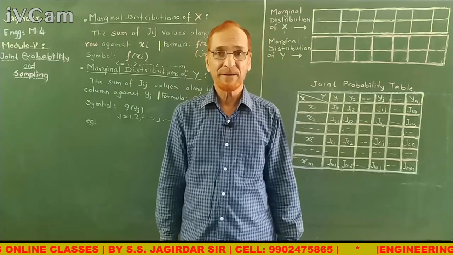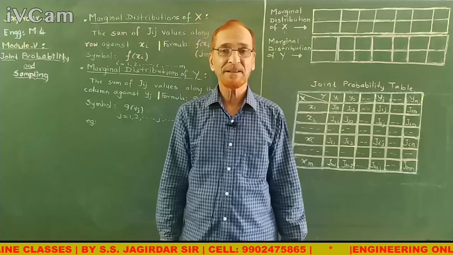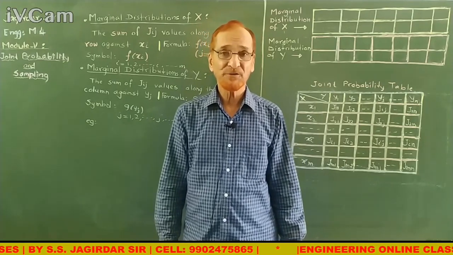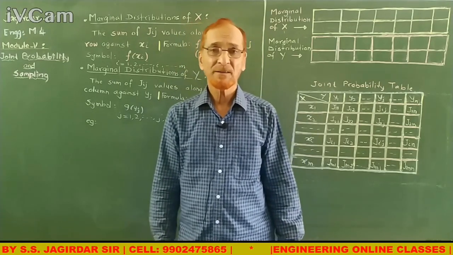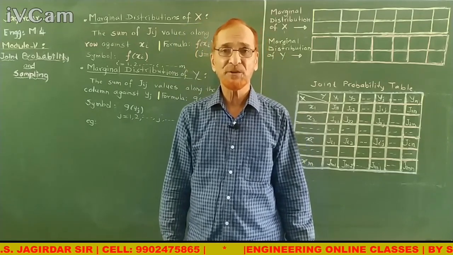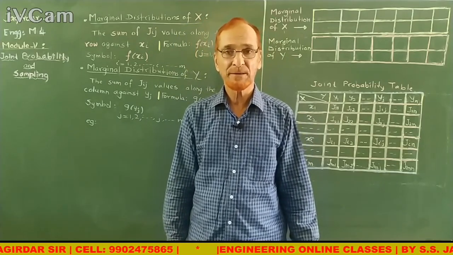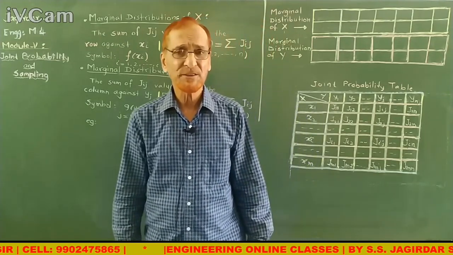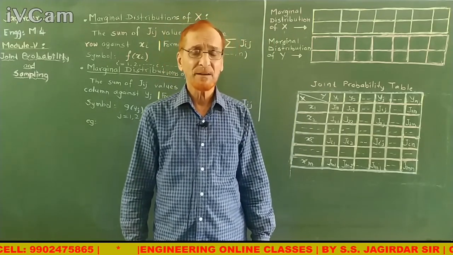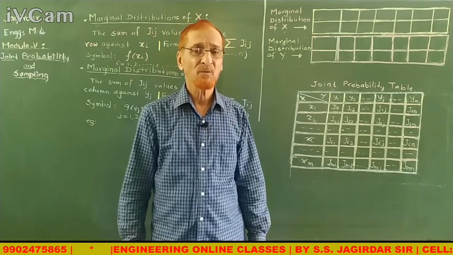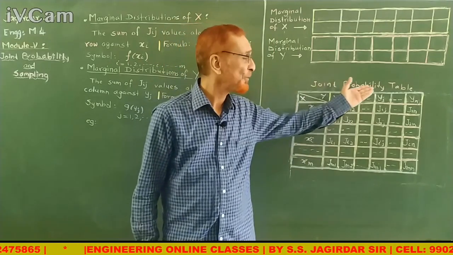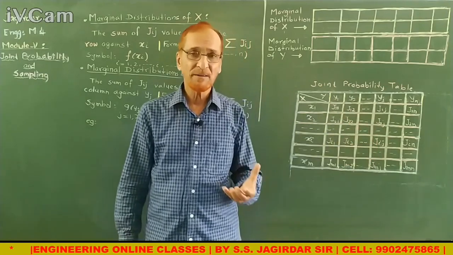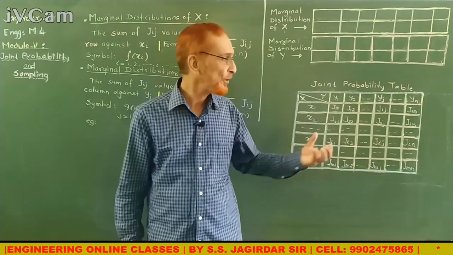We are continuing the online classes in Engineering Mathematics Semester 4, Module 5. Already two lectures we have completed, and the third lecture, which is a continuation of previous lectures, is holding. So, dear students, last time we have discussed the importance of the joint probability table. All the entries that we enter, what do they mean? That also we have discussed.